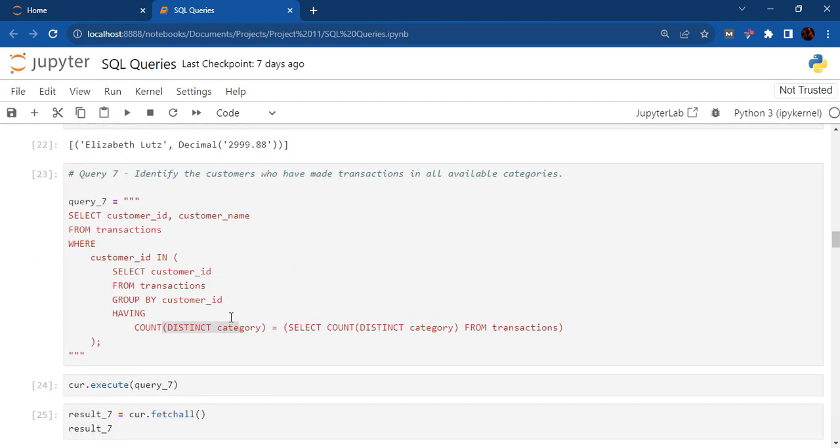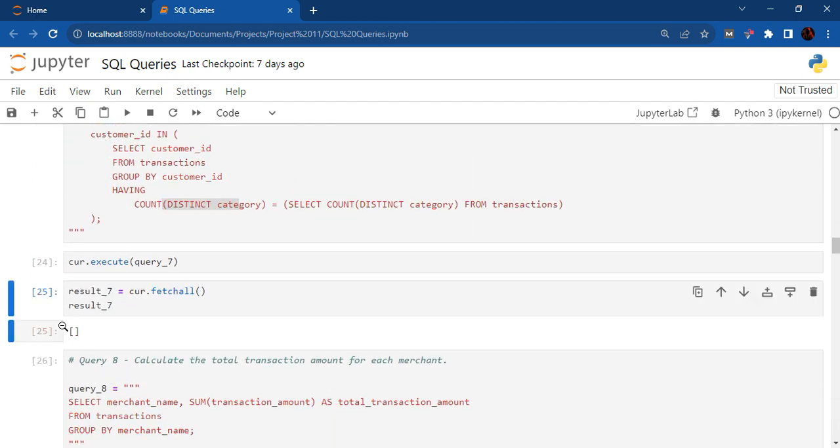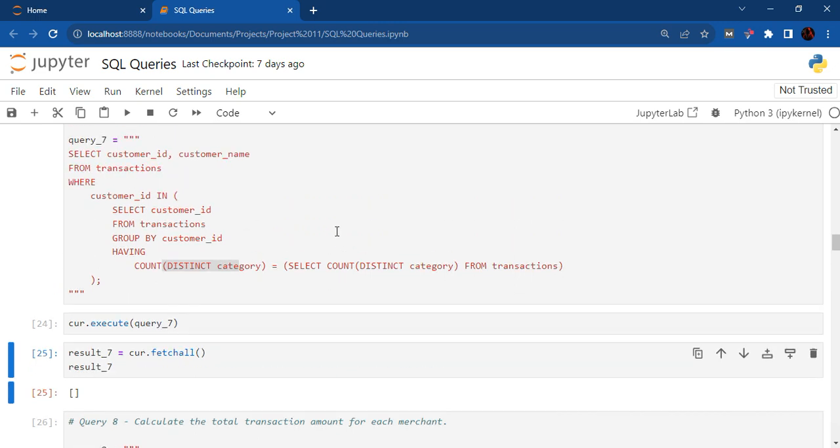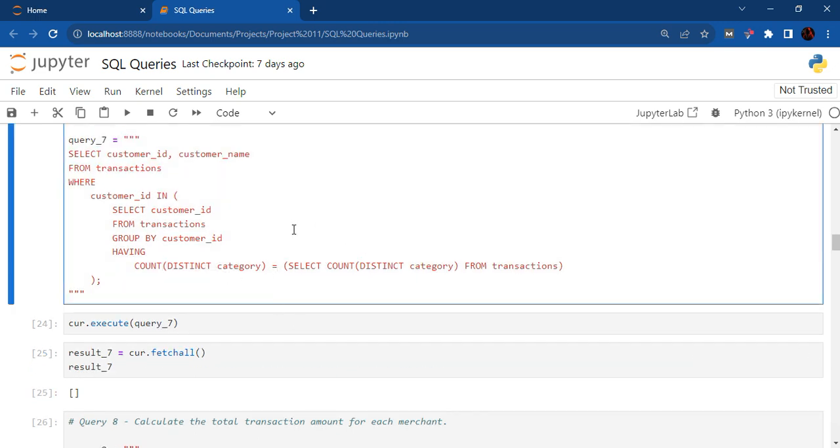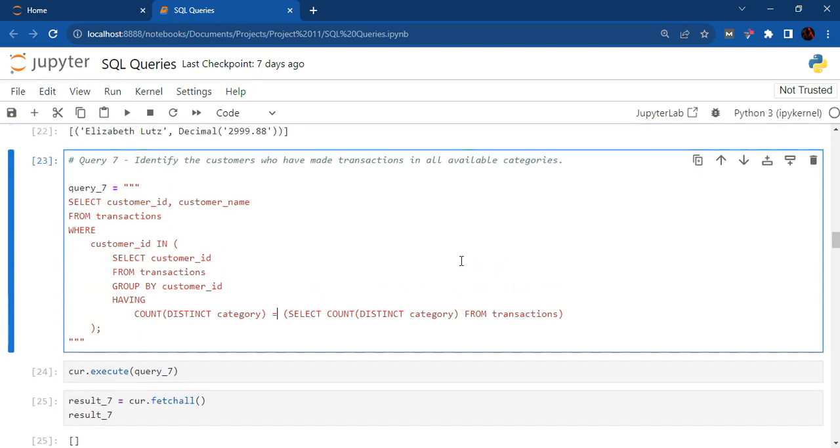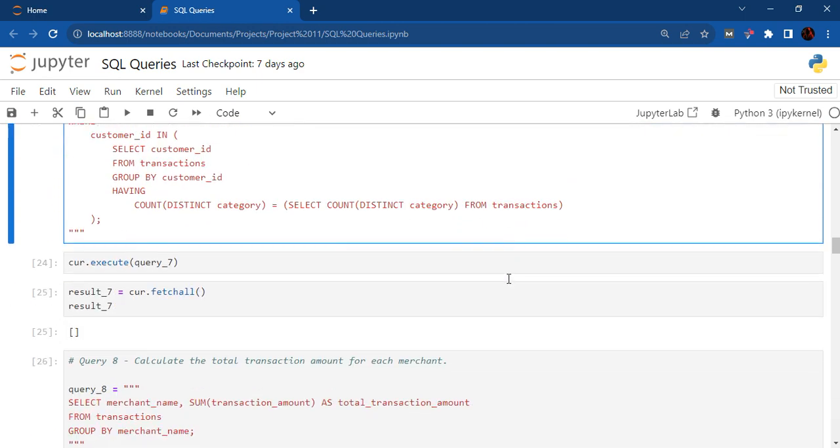So that's why we got an empty list here, because in the table it was not recorded that someone made a transaction in all available categories. We're trying to get the count of the distinct categories from our table and make sure it's equal to the distinct categories. The reason for this is this. If we are selecting the count of the distinct category from our transaction table and making sure it equals the count of the category, you understand? Of course, they will not be equal.